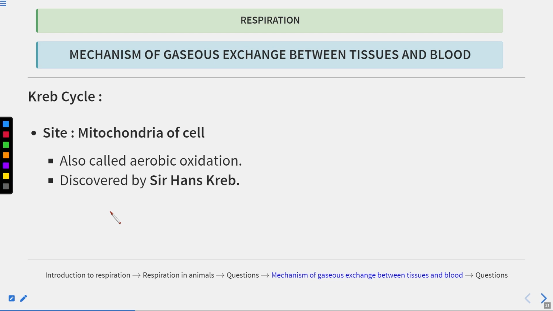Now, let's discuss the Krebs cycle. What is the site of the Krebs cycle? It takes place within the mitochondria. Krebs cycle, we have already discussed. It is also known as the citric acid cycle as well as the TCA cycle. Okay. Now, Krebs cycle occurs during the aerobic oxidation.